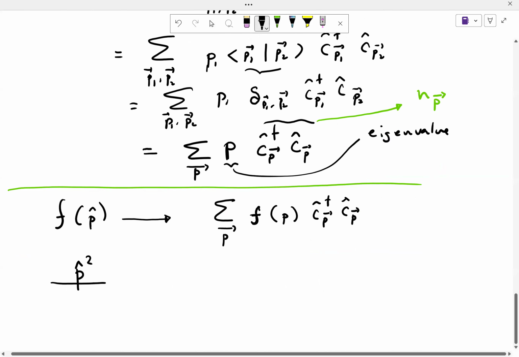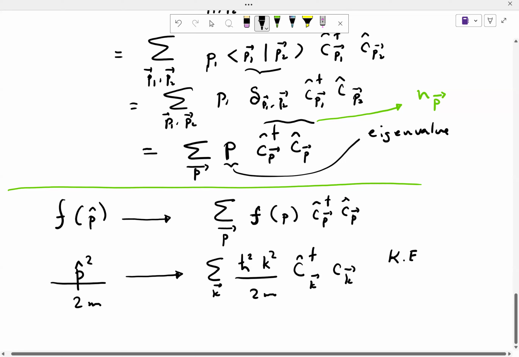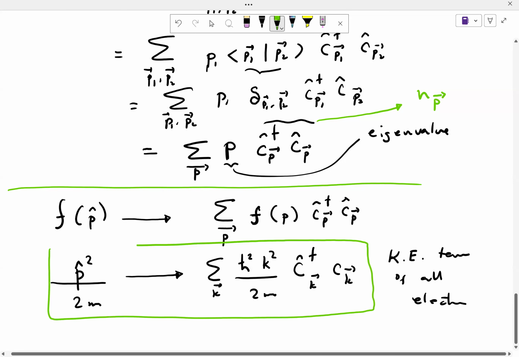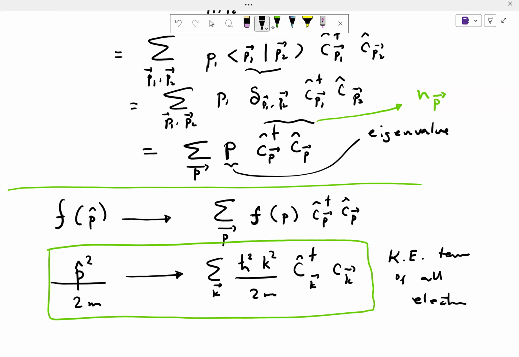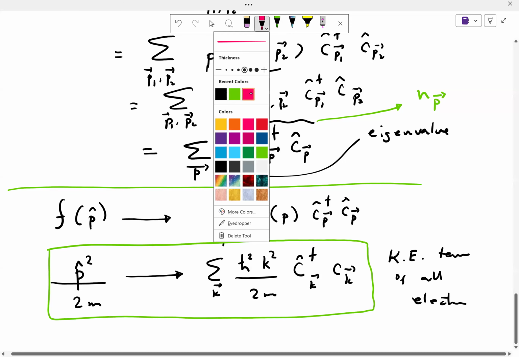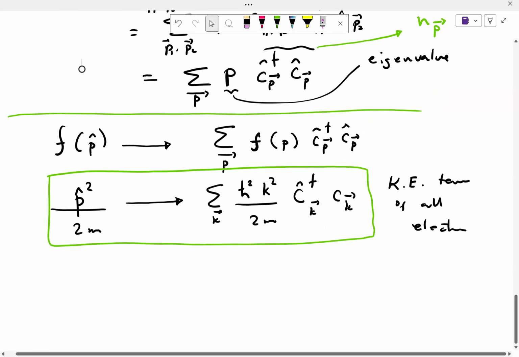So if our Hamiltonian is p squared over 2m, this will simply be p squared over 2m, which I can write as h bar squared k squared over 2m. And instead of p, I can write k's, sum over all k's, right? So this is the kinetic energy term for all the electrons. Okay, so this looks good. So what we've done in this, guys, we've kind of started looking at the Hamiltonian for electrons.